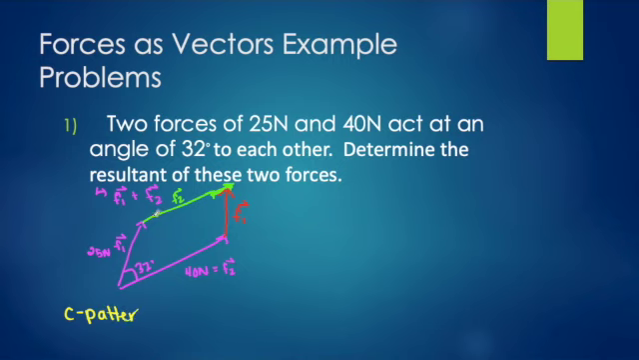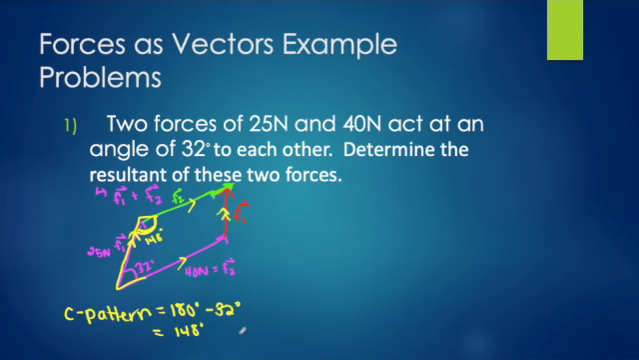Remember, our C pattern is here because we have parallel lines, right? This is parallel to this. This is parallel to this. Okay. So we can use our C pattern, and it's going to be 180 degrees minus that 32 degrees, and then we can figure out what this angle is here. So that angle is going to be 148 degrees.